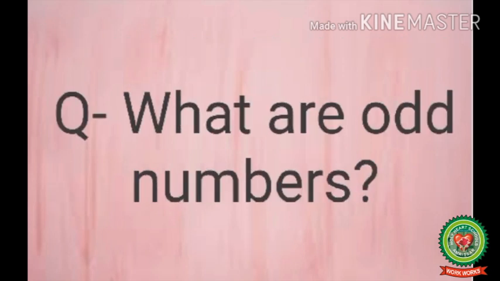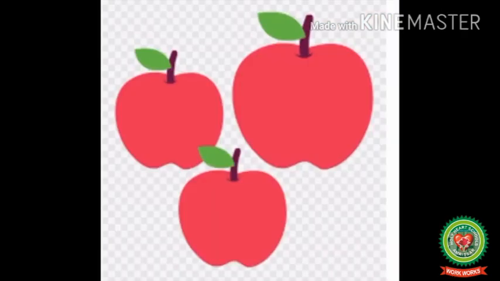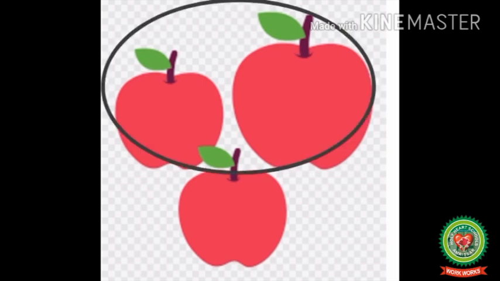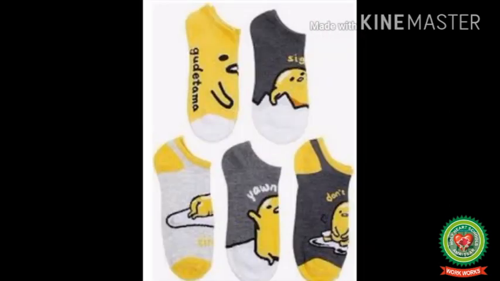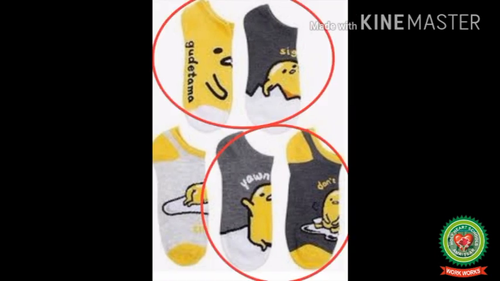Now I will tell you what are odd numbers. See children, these are 3 apples. Now let's make its pair. As we know that we make a pair of 2 things, so we can make one pair of apples and one apple remains behind. Now these are 5 socks and we have to make its pair. And now again we can make only 2 pair of socks and one will remain behind. So these are the odd numbers where one always remains behind.